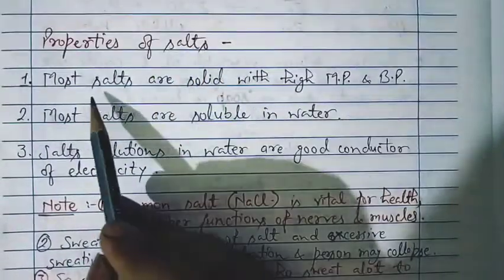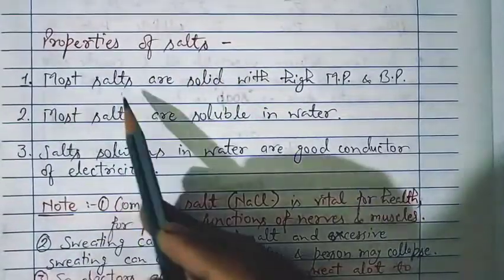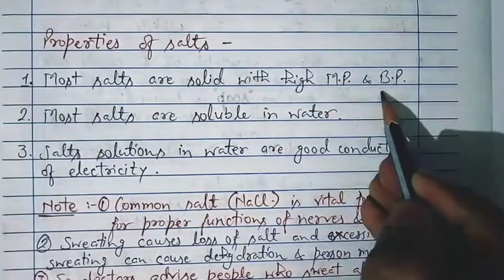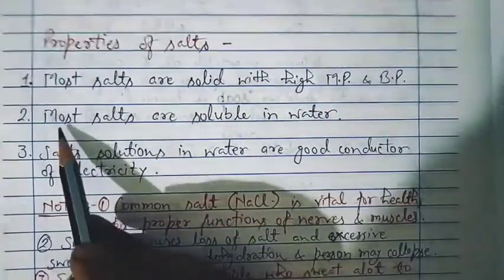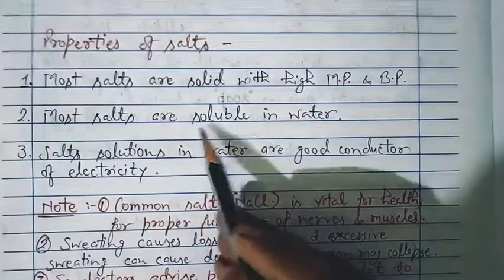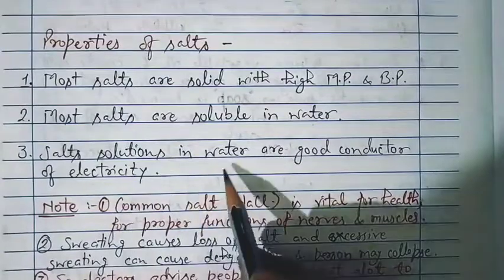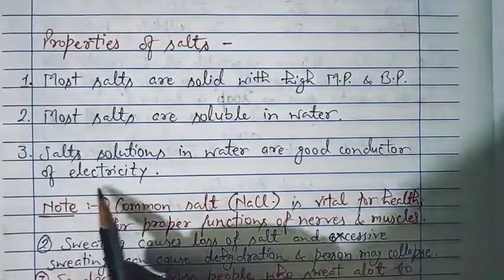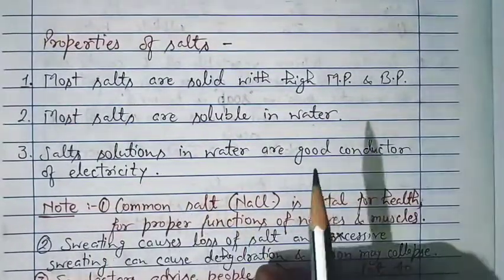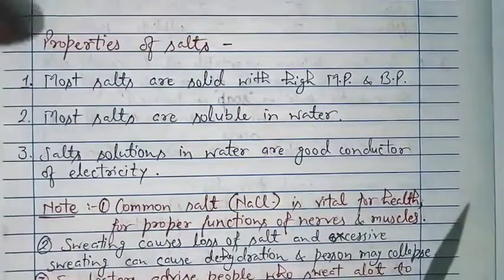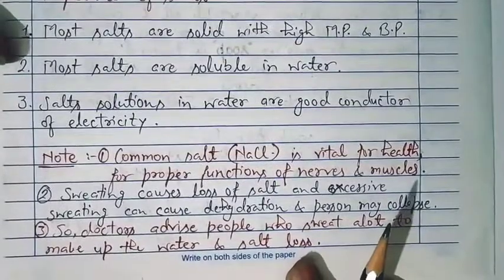So the properties of salts are: most of the salts are solid in nature with high melting points and boiling points. Second, most of the salts are soluble in water. Third, salt solutions in water are good conductors of electricity. Means if we try to pass electricity through these solutions, they will conduct the electricity. So they behave as conductors also.